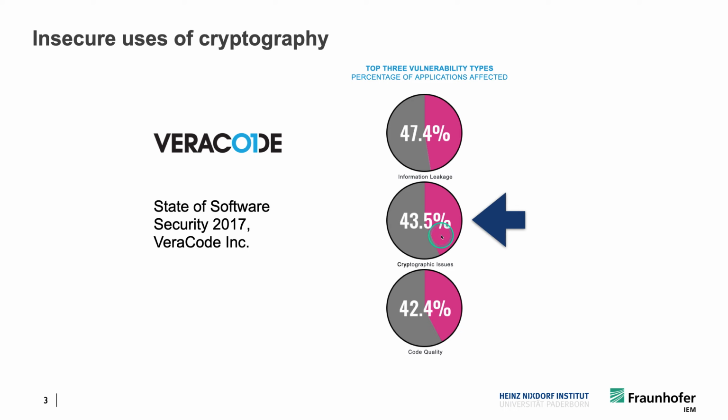And here you can see that actually just after information leakage, cryptography issues are on the second place on their hit list, so to say, of most common vulnerabilities that they see. And when they write cryptographic issues, they actually mean misuses of crypto APIs.